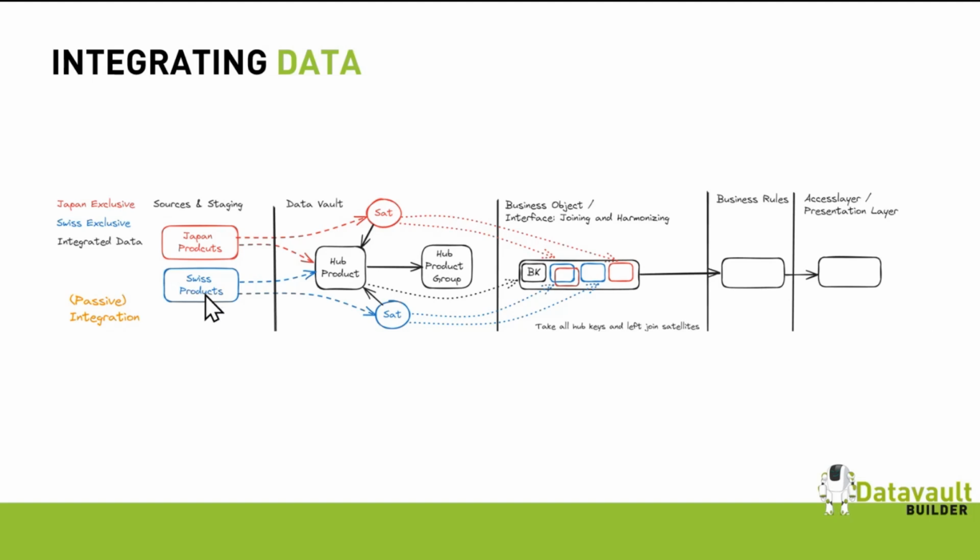Maybe I'm getting Swiss product information from my Japanese ERP, some product information, and I want to load it into two different satellites, but in the output I want to unify it. And this is the first thing I will show you now here in the Datavault Builder.